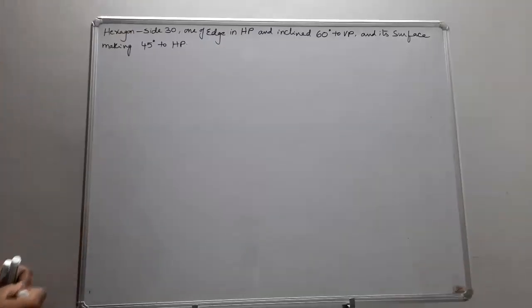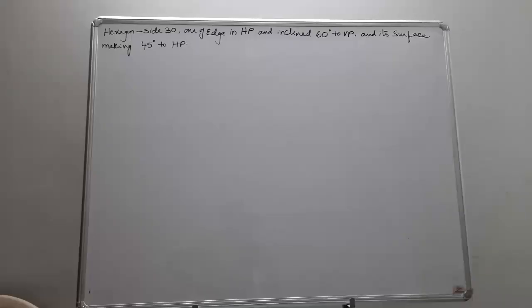Okay. Is the problem clear? Draw the projections of a hexagon of side 30 mm, one of whose edges is in HP and inclined 60 degrees to VP, with its surface making an angle of 45 degrees to HP. Now tell me, what is the given data, and how can we consider the simple position?